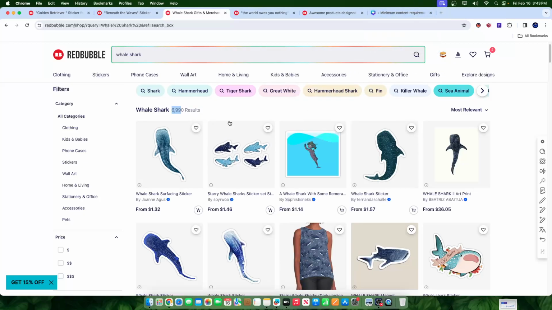If whale sharks was the sub-niche of my main niche that I'm working in, so let's just say I'm uploading to the niche of sharks, and I always recommend that when you have a Redbubble store, you stick to a niche. It's very important. It helps you from a social media standpoint, but once again, I'm not going to go into that because that's not part of this video.